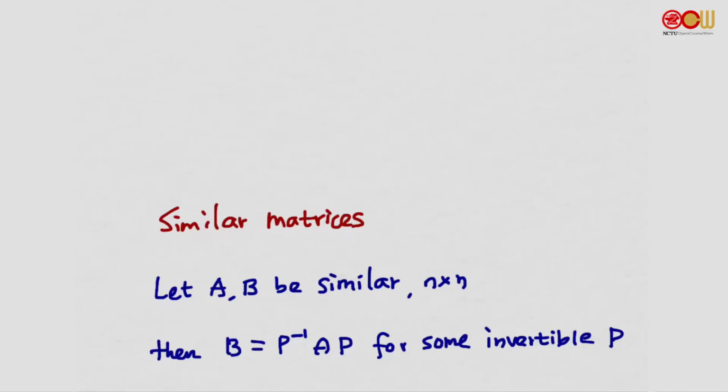In 4.5, we defined similar matrices, and we saw that similar matrices can be viewed as matrix representations of the same linear transformation. Now we are going to look at another property of similar matrices. Suppose we have A and B, they are similar and they are n by n, and then by definition we know B can be written like this, P inverse A P, for some invertible P.